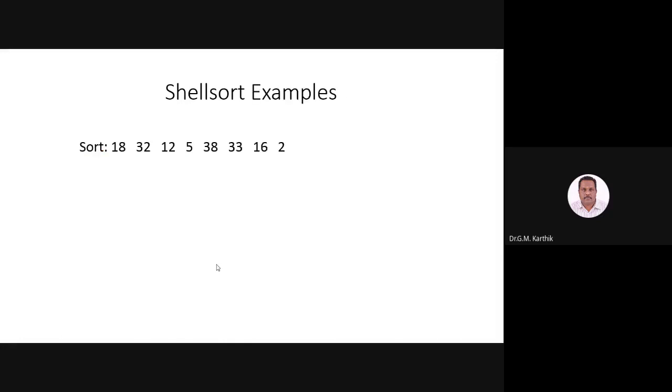Let us see an example. Now I have an example: 18, 32, 12, 5, 38, and 33. So these are the elements. So how many elements do we have? We have in total 8 elements. So I will calculate my sequence, that is the stage sequence, which is going to be the floor operation of n by 2. So what will be the floor of n by 2? It will be 4. So I will be comparing 4 elements.